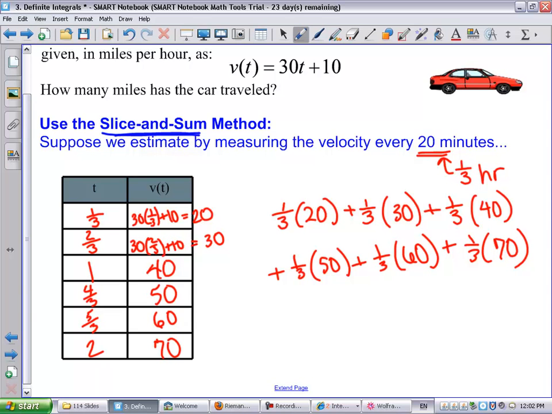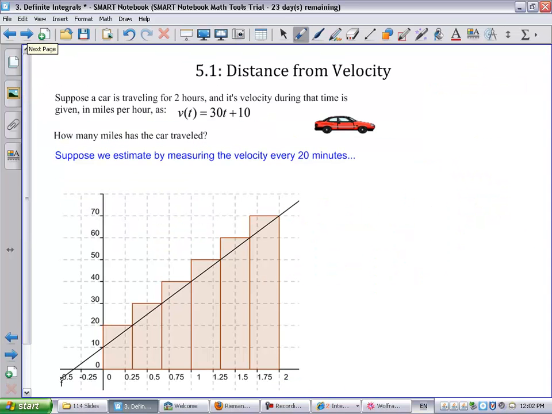So let's look at this as a picture. If this is our graph of our velocity function, then we've said that over the first 1/3 of an hour, we're essentially going 20 times the 1/3, or the area of this rectangle. Then for the next 1/3 of an hour, we're essentially going 30 times the 1/3, so the area of this rectangle. 40 times 1/3 gives us this rectangle, and so on and so forth. So what have we done? We've split the area under the velocity function into rectangles and added them all up. We've done a Riemann sum. We just didn't realize it, or maybe you did.